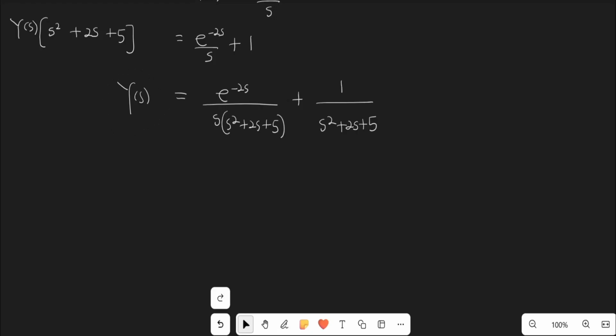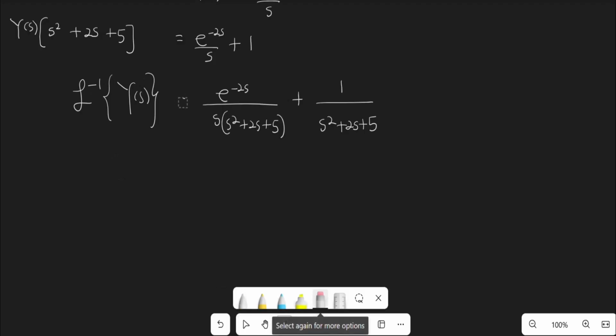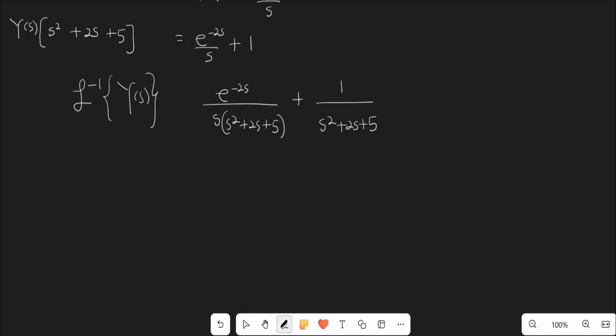So let's go back to the t world because we want our solution in terms of t, and that implies that we are going to take the Laplace inverse. So let me do it here. We are going to take the Laplace inverse on the left hand side, and on the right hand side we are going to take the Laplace inverse as well to maintain equality.